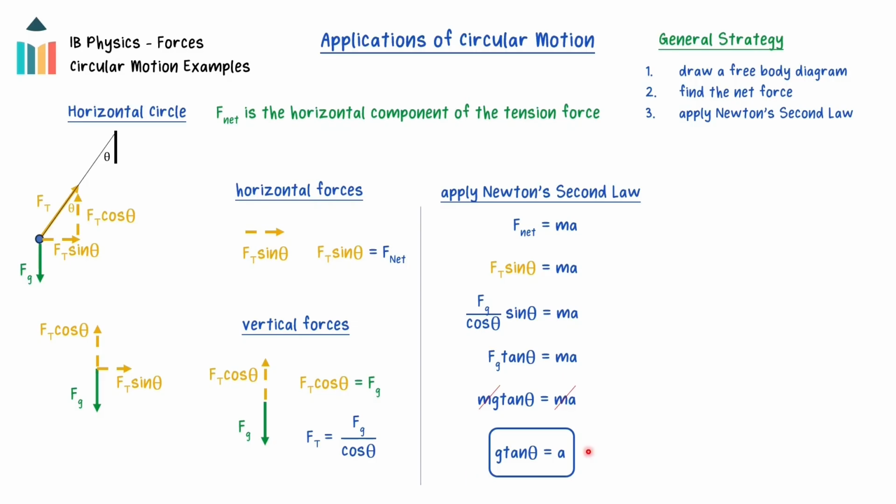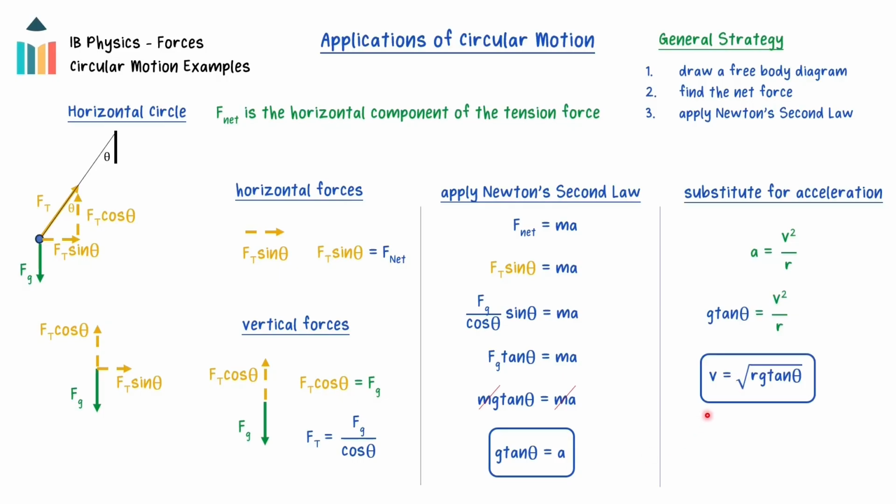If we take this relationship for the acceleration and substitute the acceleration formula for an object undergoing circular motion, we can then simplify this expression for the speed of the conical pendulum. So the speed of the conical pendulum is equal to the square root of the radius times the gravitational field strength times the tangent of the angle theta.